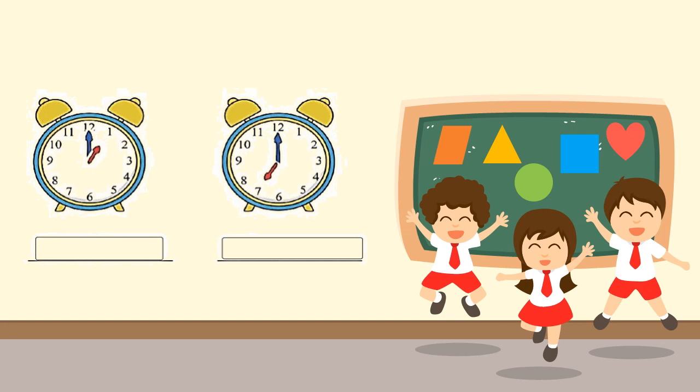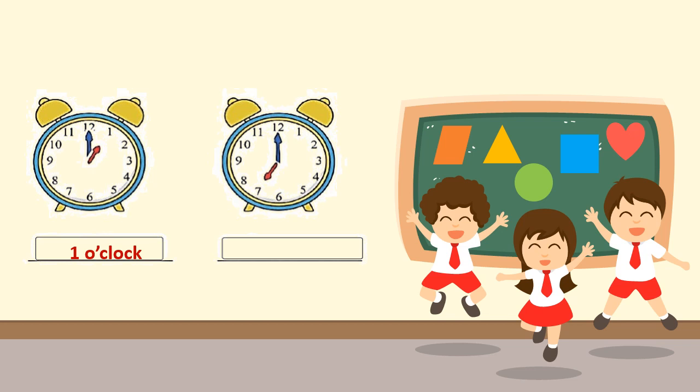Here, let's look first at the long hand. The long hand here is pointing to 12. So when the long hand is pointing to 12, we say o'clock. So what is the time? Yes, look at the short hand now. It's 1. It's exactly 1 o'clock. 1 o'clock.